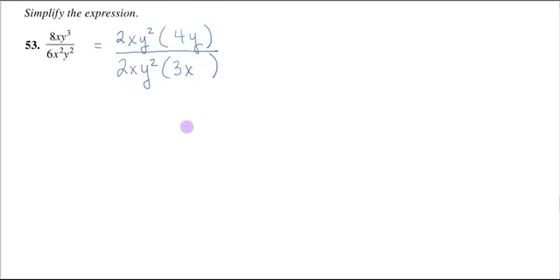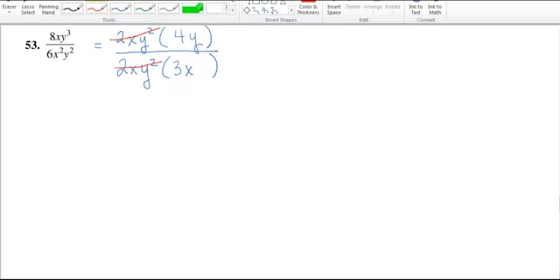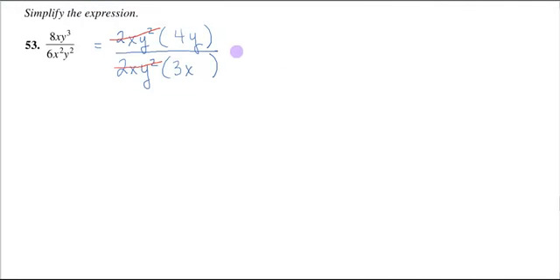All right, now do you see that common factor? We have 2xy squared and 2xy squared. We can cancel both of those out, and this expression simplifies to be 4y over 3x.